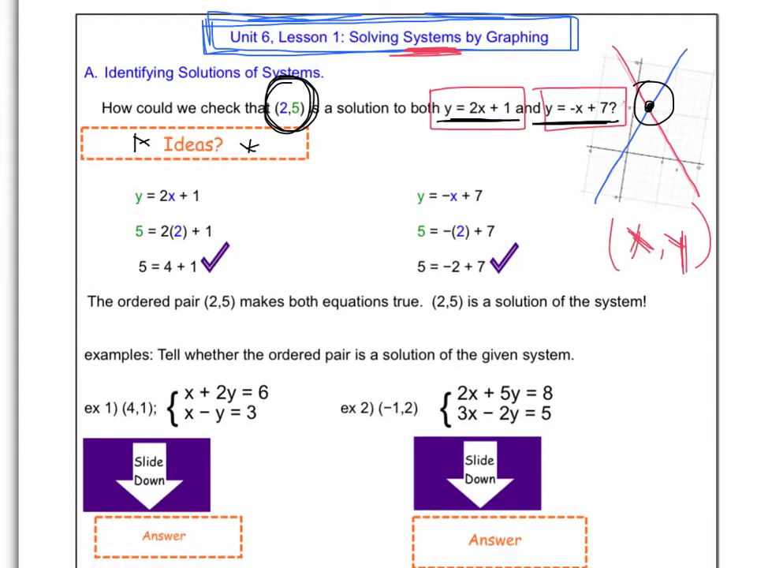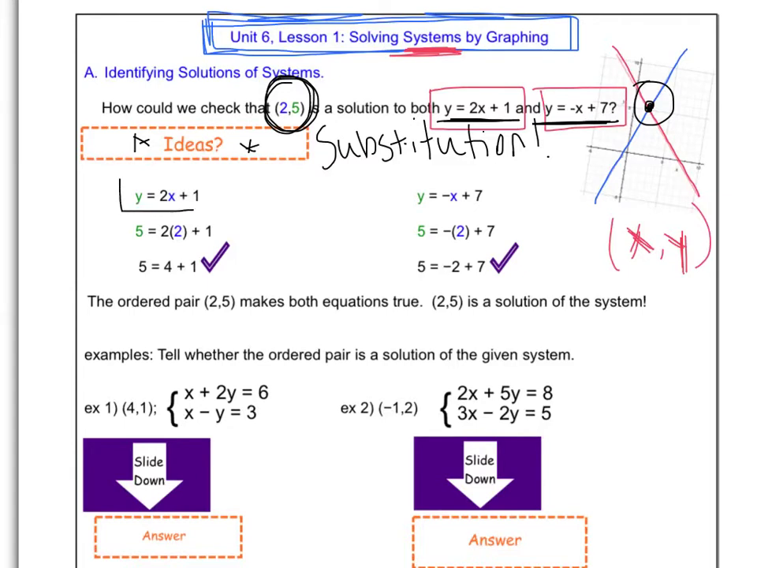Well, the word that you want to write down is, in fact, substitution. Hopefully you are saying that out loud at home. Okay, substitution. All we have to do is take 2 comma 5 and substitute into both of our equations and see if it works. See if it gives a true statement.